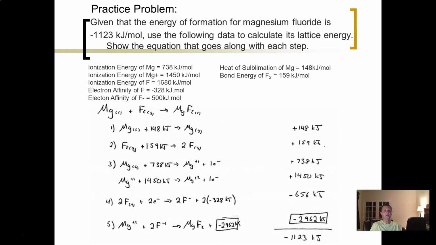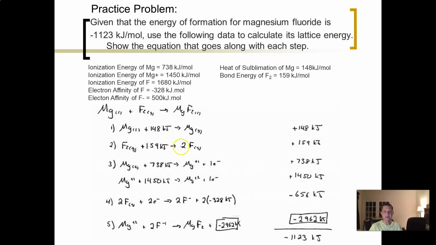Okay, here we go. So you always start with your formation equation. Mg plus F2 yields MgF2. Step 1, turn everything into a gas. Magnesium is the only thing you need to do that for. Fluorine is already in the gas state. Step 2, break your bonds. You only have to do it if it's diatomic.